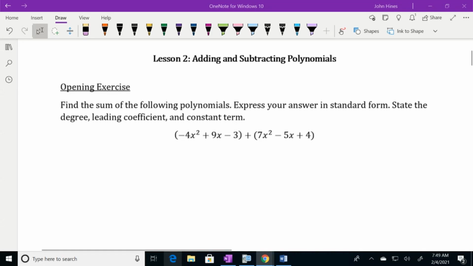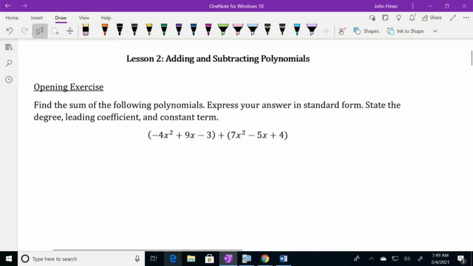Good morning, everybody. Lesson 2 here. We're going to talk about adding and subtracting polynomials. So yesterday we talked about what a polynomial was, and today we're going to practice adding and subtracting, which is really just combining like terms. So today combining like terms is our whole goal. We're going to talk about what like terms are and how to do it.